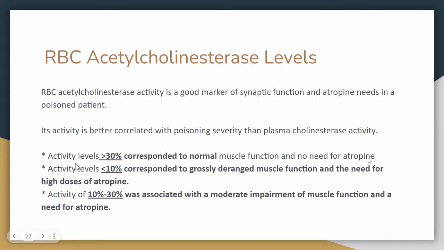So what I read was that activity levels more than 30% correlate to normal muscle function and no need for atropine. And then less than 10% is really bad and you need a lot of atropine. And between 10 to 30% is moderate, and you still do need atropine, but it's not as much.